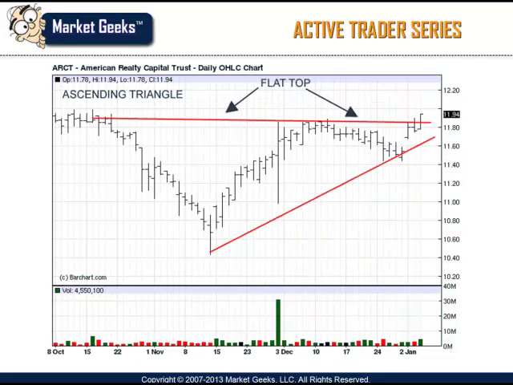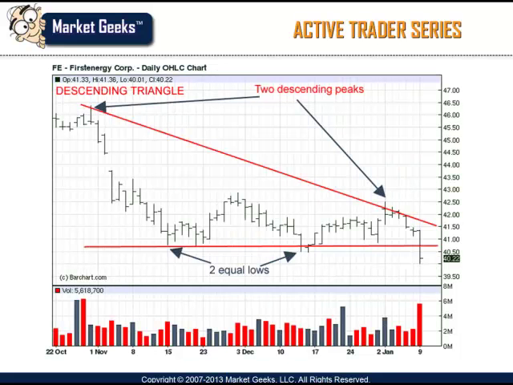The next type of triangle pattern is the ascending triangle. This pattern is similar to the symmetrical triangle, except the upper area, the resistance area, is flat instead of sloping downwards. The ascending triangle is a bullish pattern that typically forms during an uptrend as a continuation pattern. The bottom part of the formation is identical to the symmetrical triangle and must contain at least two higher lows.